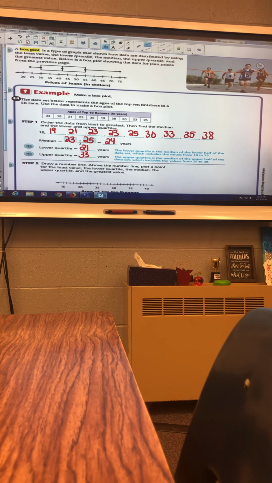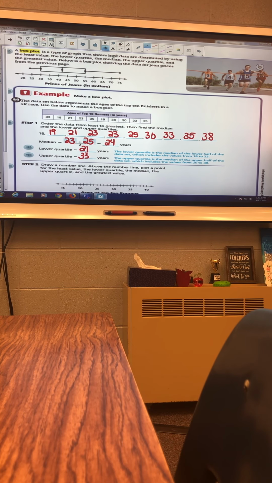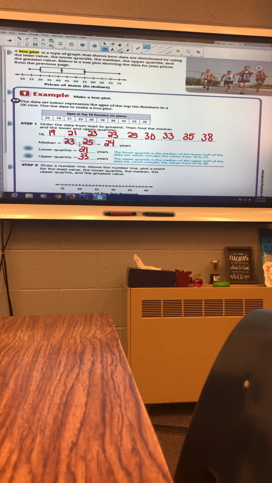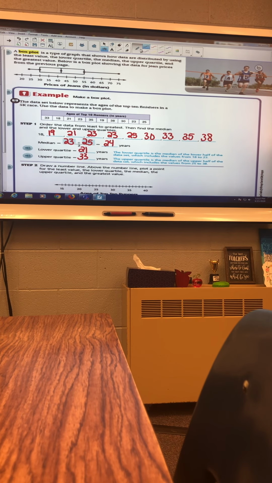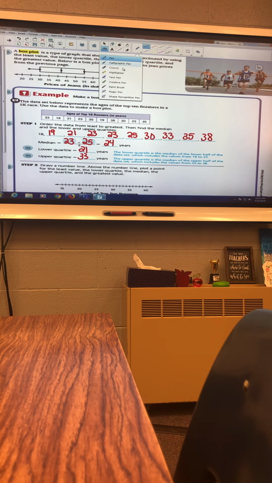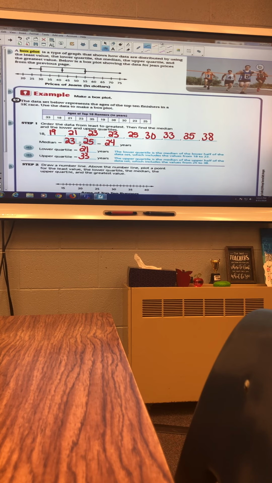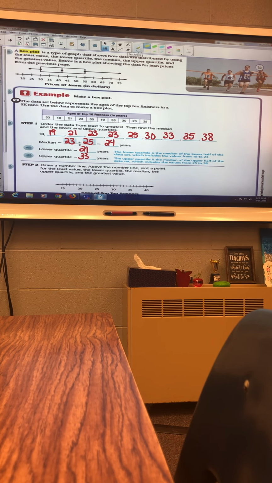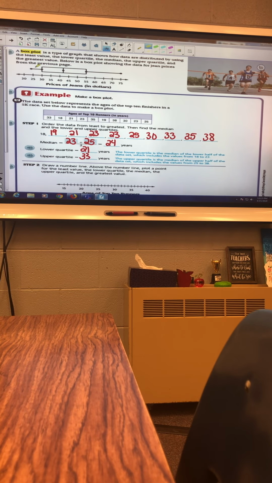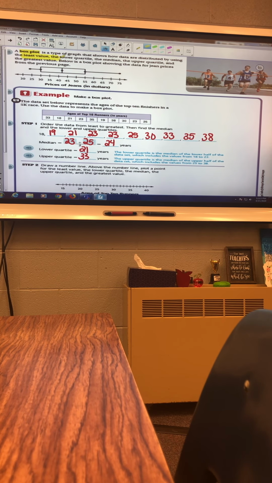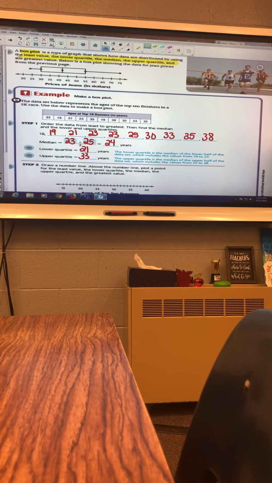First, we'll decide what a box plot is. So a box plot is a type of graph that shows how data is distributed using the least value, lower quartile, median, upper quartile, and greatest value. So I want you to highlight that. So you remember, you need 5 points to make a box plot. You need least value, lower quartile, median, upper quartile, and the greatest value.